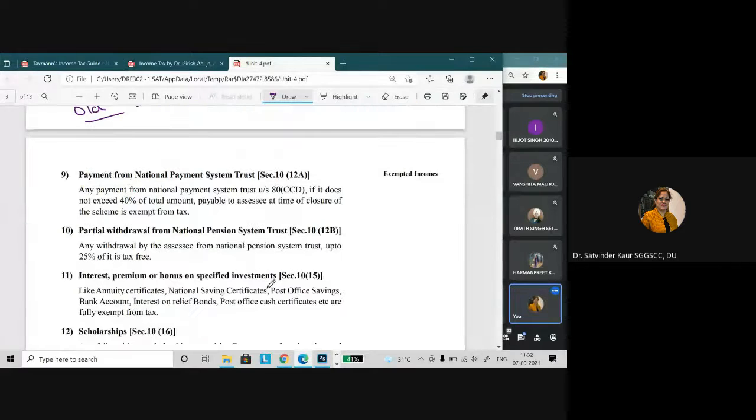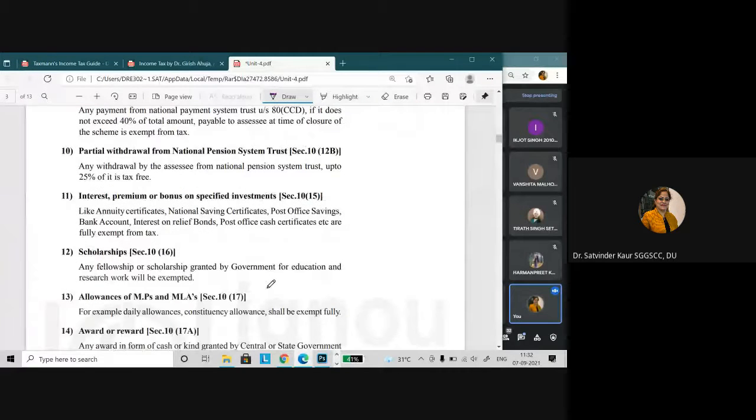Then there comes payment from system trust. You can payment from the withdrawal of NPS. So all these things we are going to discuss in detail under the salary head. NPS क्या होता है, normal pension scheme क्या होती है, leave encashment, retrenchment compensation, death cum retirement benefit, etc. All these things we are going to discuss in detail.